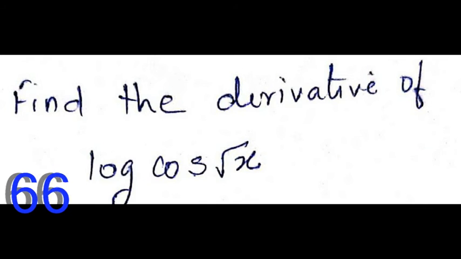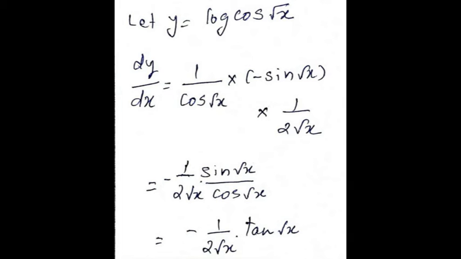Find the derivative of log cos root x. Derivative of log x is 1 upon x, derivative of cos x is minus sin x, and derivative of root x is 1 upon 2 root x. And we get the answer minus 1 upon 2 root x into tan root x.